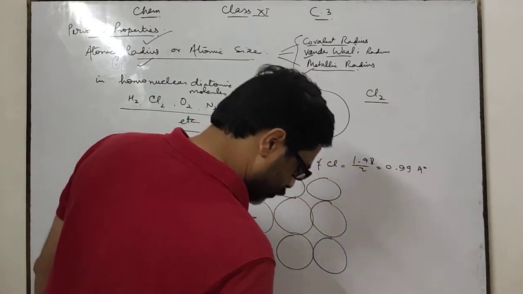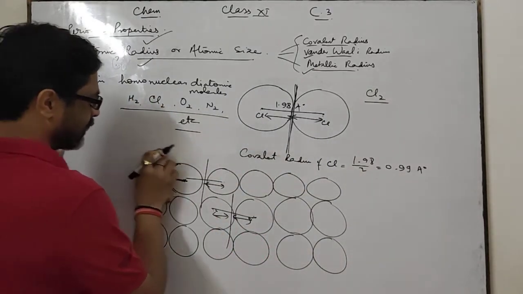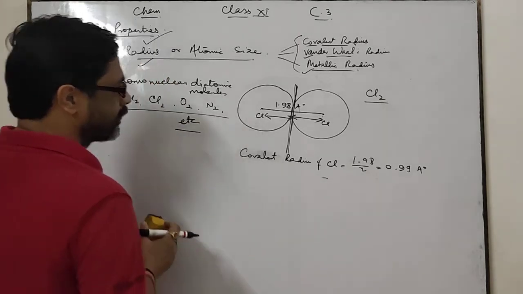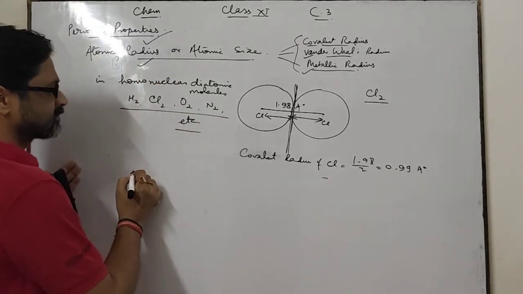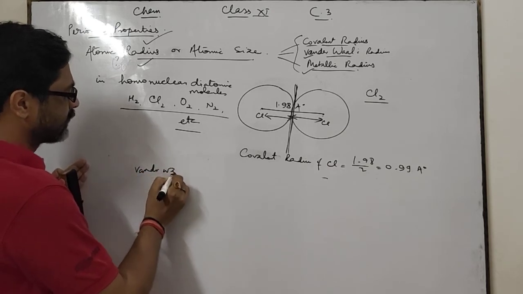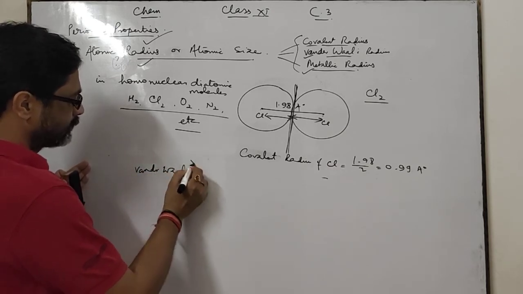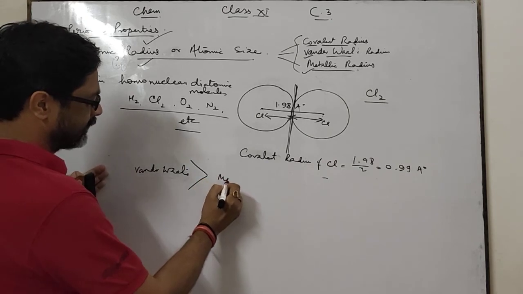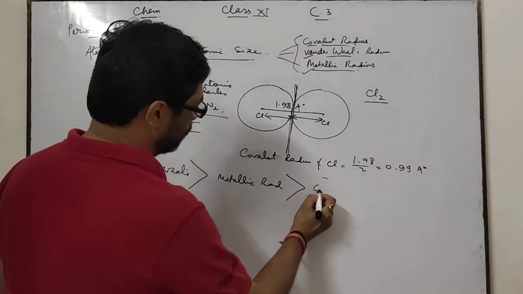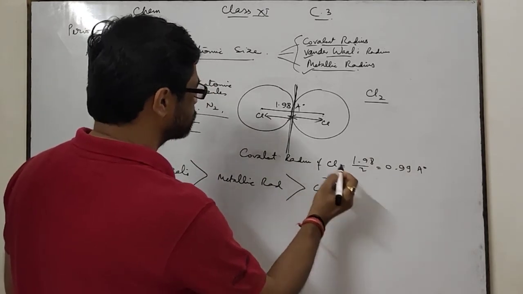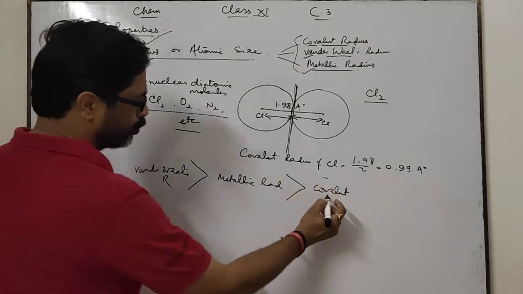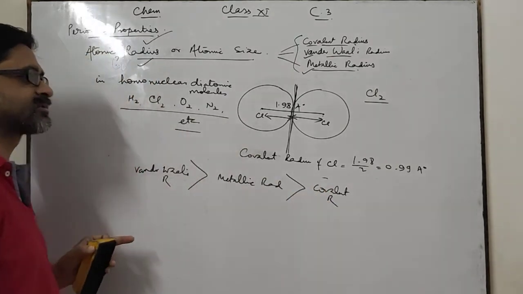Here one important question: which of the radii is greater and which is smaller? In comparison, van der Waals radius is larger than metallic radius, and this one is larger than covalent radius. Means you can say van der Waals radius is largest and covalent radius is smallest.